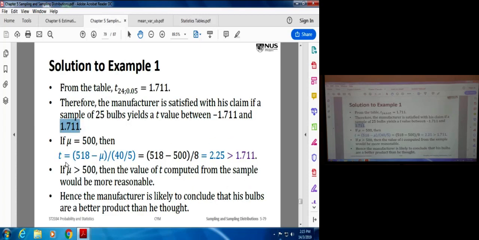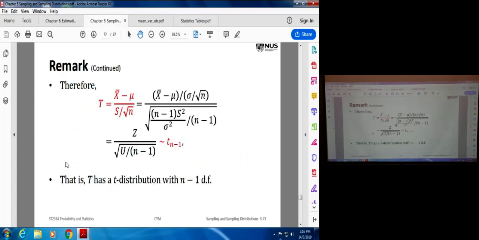Okay, so now, to finish off the question, this manufacturer is happy if the statistic lies in this interval, minus 1.711 to 1.711. Now what we are told is that this person thinks the mu is 500. So now what we're going to do is compute our statistic, this one, which is t distributed on 24 degrees of freedom, under the assumption of the question.